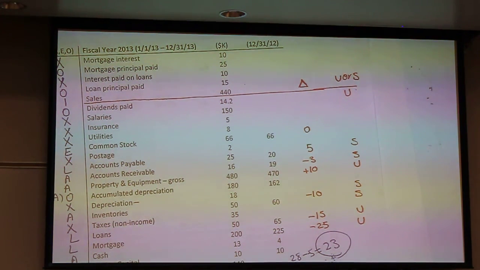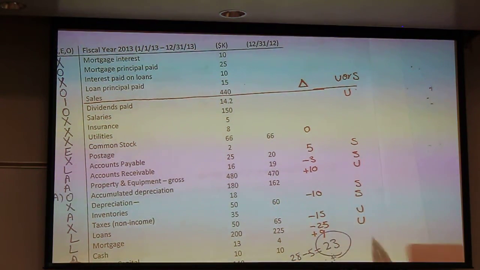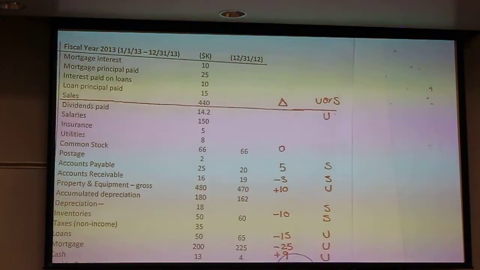So cash isn't used. Oh, cash. I forgot cash. Good catch. 13, 4. Plus 9. Use or source? Use. Because cash is an asset. I'm repeating myself. Cash is an asset, and increasing assets is the use of fund. Okay, now I have figured out these sources and uses of fund. I can easily figure out my cash flow for XYZ company.